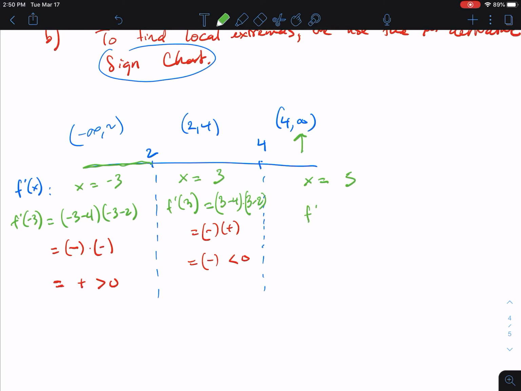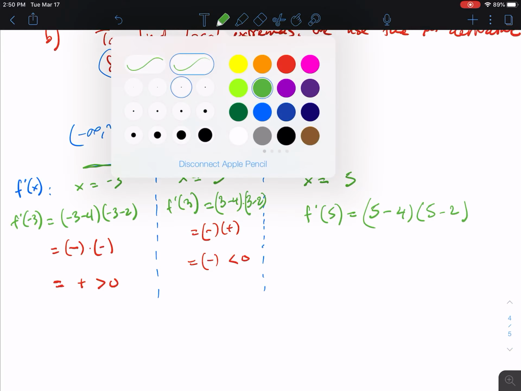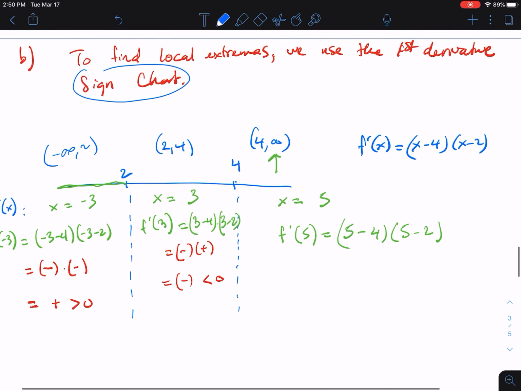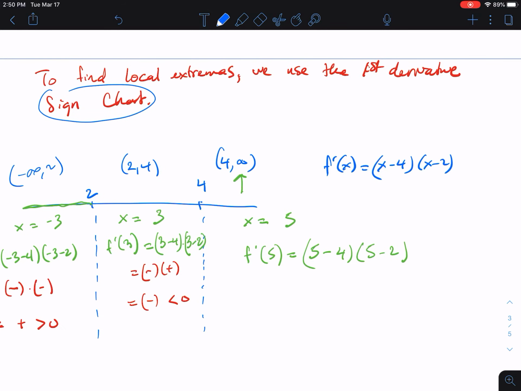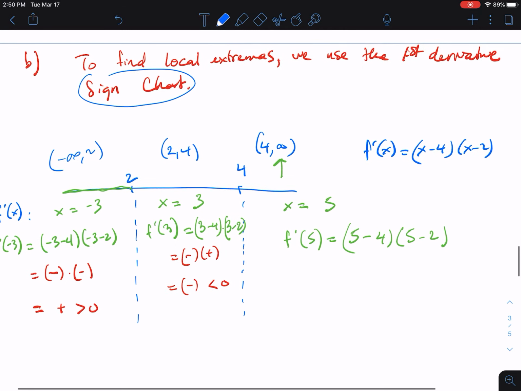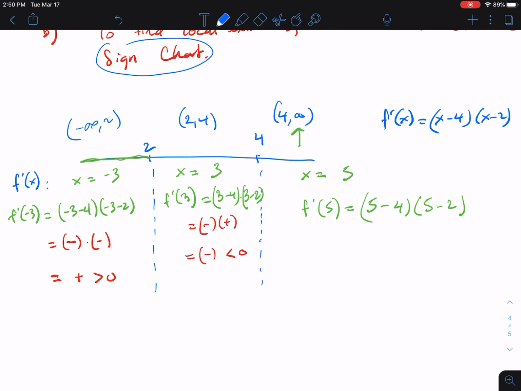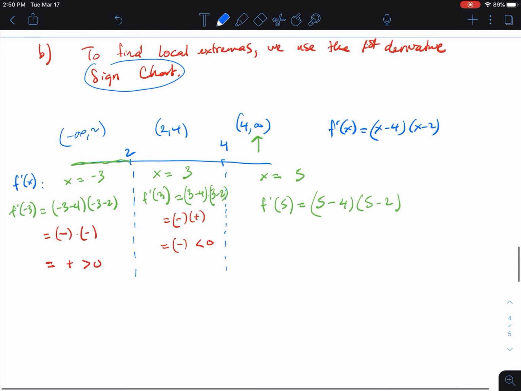And let's observe the sign at 5. So that's 5 minus 4 times 5 minus 2. I'm going to go ahead and just write down the derivative up here so we can see that a little bit. So we're going to do x minus 4, x minus 2. Remember, we're only interested in the sign of the number when we plug in these inputs. We don't care what the actual number is, because all we want to know is whether the derivative is positive or negative. That will tell us whether the function is increasing or decreasing, and whether we have a minimum or maximum at that point.